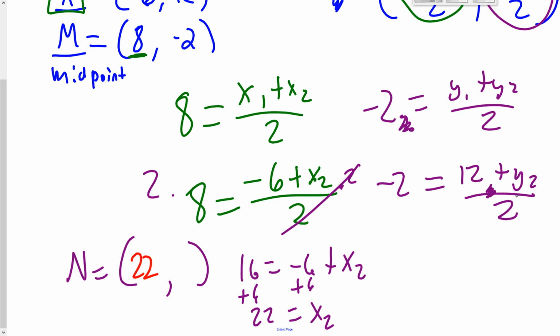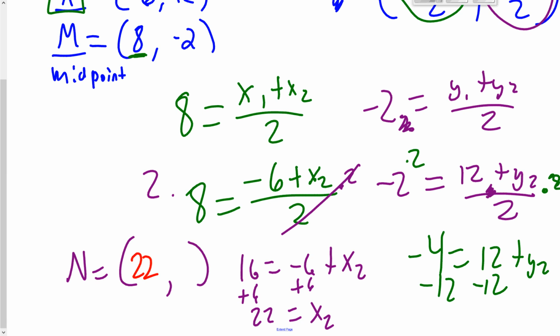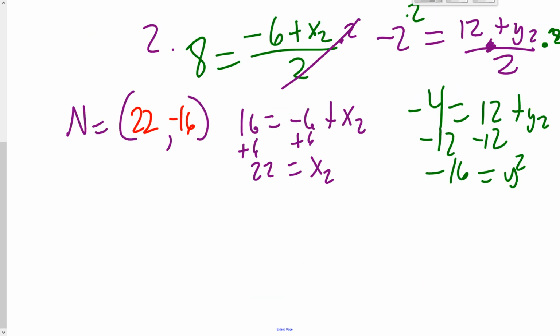Now we can solve this other one. How do I get rid of dividing by 2? Multiply by 2 on both sides. So we get negative 4 is equal to 12 plus y2. Again, we're just solving for y2. So we just need to subtract 12 on both sides. And so we get y2 is equal to negative 16. So that'd be my y value of my other endpoint. Negative 16. Okay. So there you go. That's how you solve that.